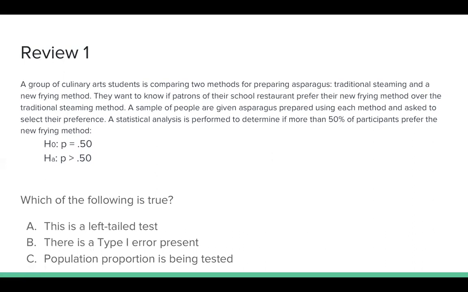A group of culinary arts students is comparing 2 methods for preparing asparagus, traditional steaming and a new frying method. They want to know if patrons of their school restaurant prefer their new frying method over the traditional steaming one. A sample of people are given asparagus prepared using each method and asked to select their preference. A statistical analysis is performed to determine if more than 50% of participants prefer the new frying method. So they give you the hypotheses here, and they just ask which of the following is true.